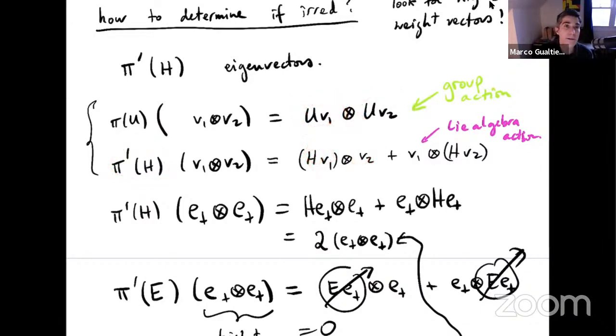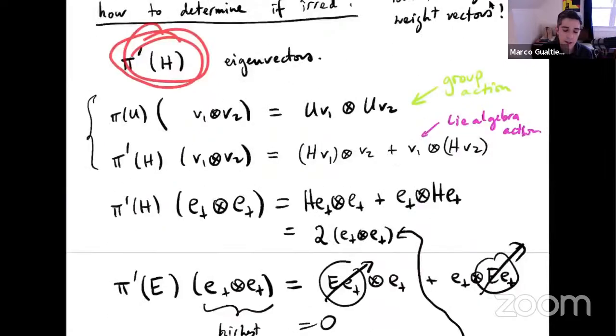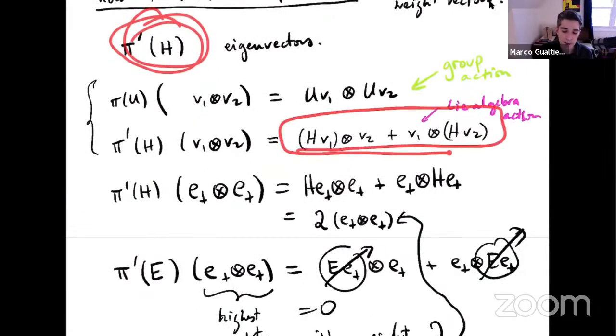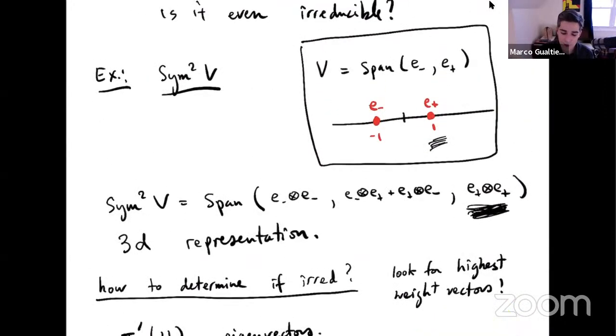It acts by a Leibniz rule, where it acts on the first and does nothing to the second, plus doing nothing to the first and acting on the second. Okay, so when we are looking for an eigenvector in this representation for the action of H, the action is really this one. Okay, so for example, well, what would you guess? If you knew that E plus was the highest weight vector for V, what would you guess is the highest weight vector for Sym2 V? Maybe it's not so surprising that it would be E plus tensor E plus. Okay, that would be very high in weight.